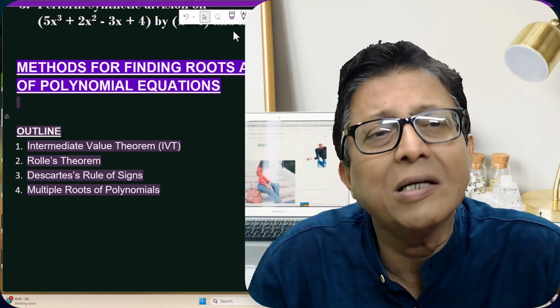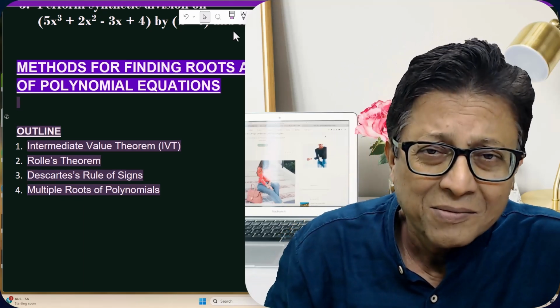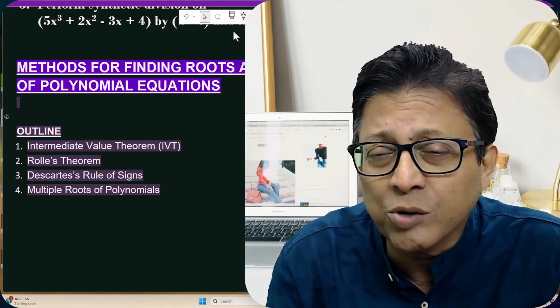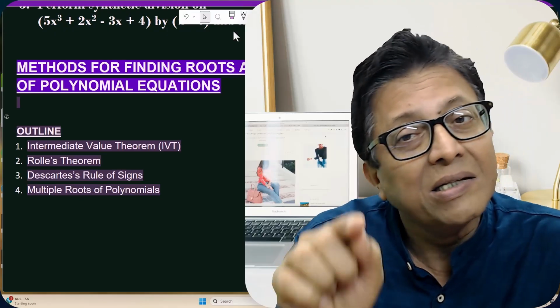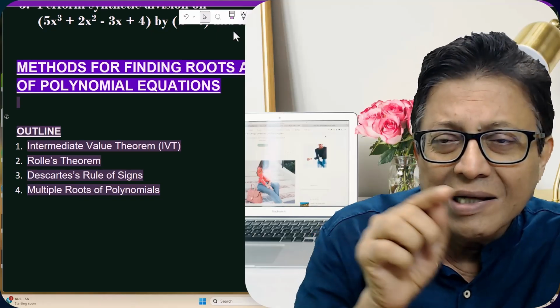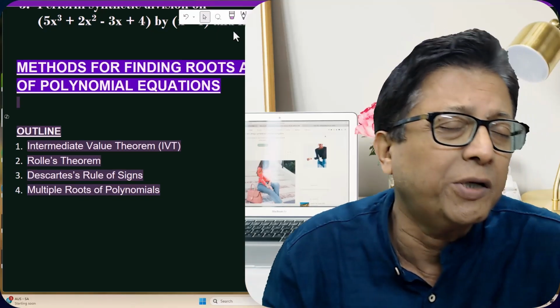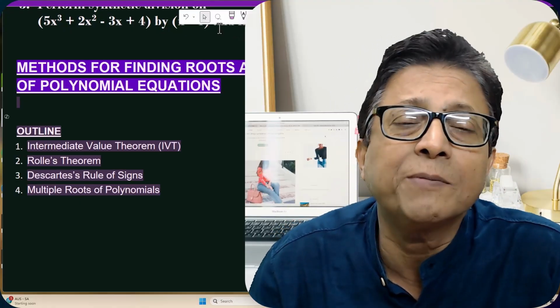Root of the polynomial, zeros of the polynomial, whatever you say, when you plot the graph it will be intersecting the axis at the points where there is a root. If it intersects at 2, 3 and 4, then x equal to 2, x equal to 3 and x equal to 4 are 3 roots of the polynomial equation. You should keep this concept in your mind.